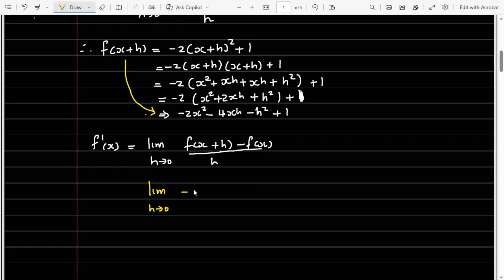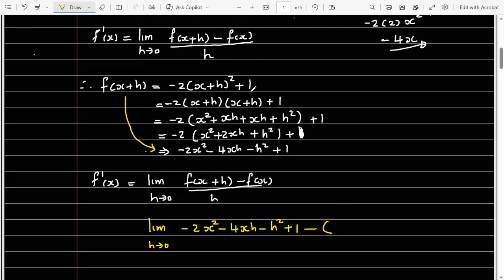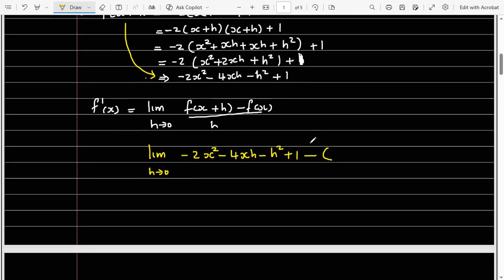So this will be negative 2x squared minus 4xh minus h squared plus 1. You subtract f of x. Please make sure that when you subtract f of x, you put it inside the bracket. So this will be minus, inside the bracket, f of x is minus 2x squared plus 1. So this will be minus 2x squared plus 1.